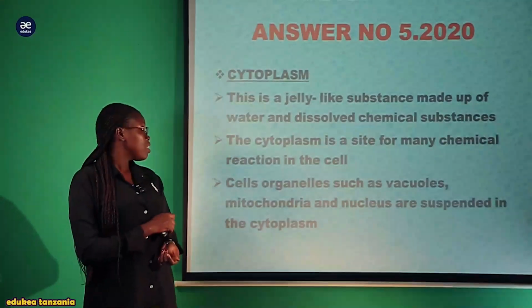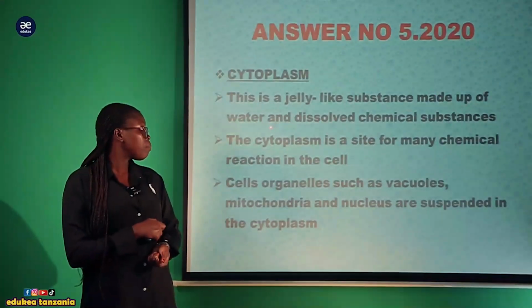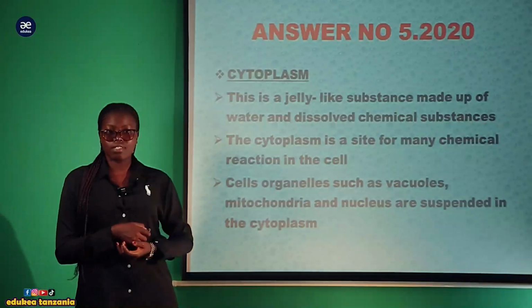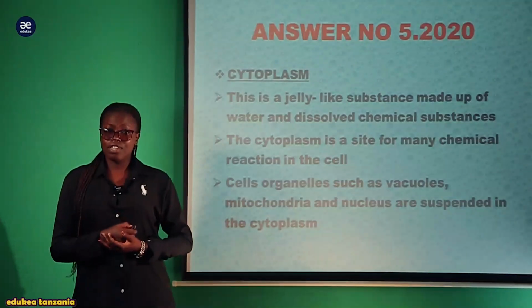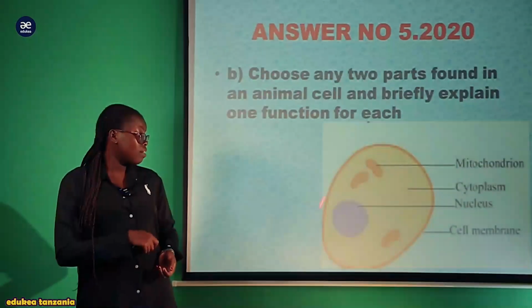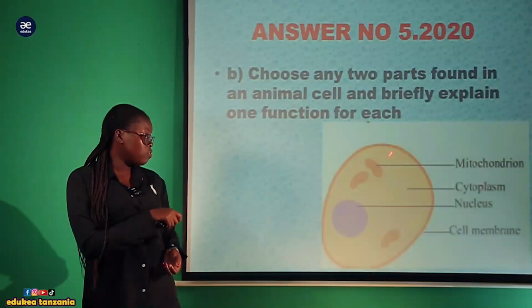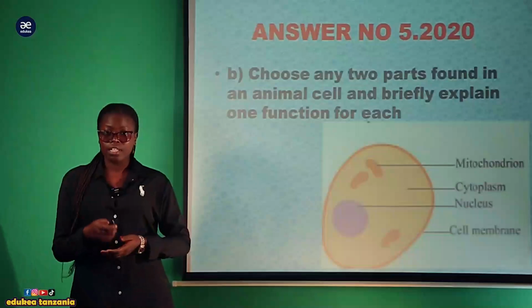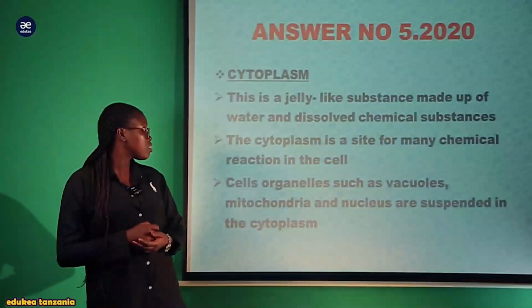Another organelle or structure of interest is the cytoplasm. The cytoplasm is a jelly-like substance made up of water and dissolved chemical substances. So what is the function of the cytoplasm now? I know that it is a jelly-like substance, as you see in the diagram. This is a fluid within which the organelles are suspended. So what is the function of this cytoplasm?